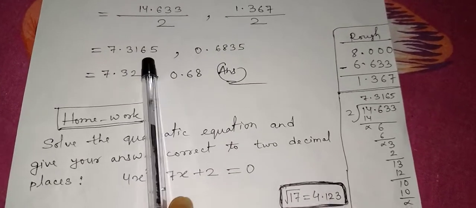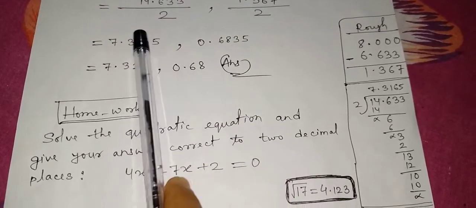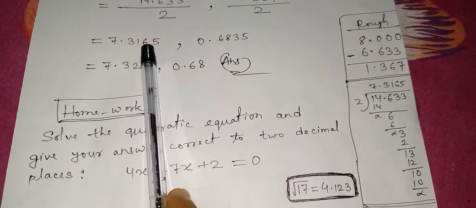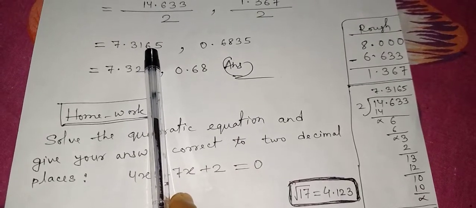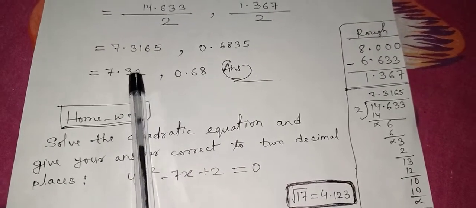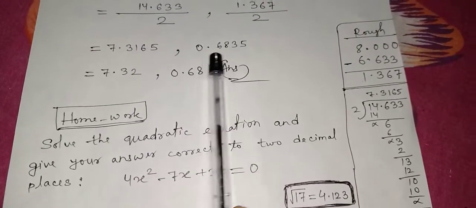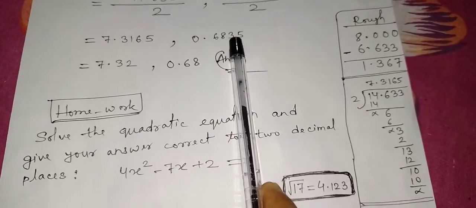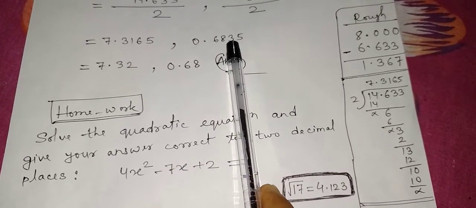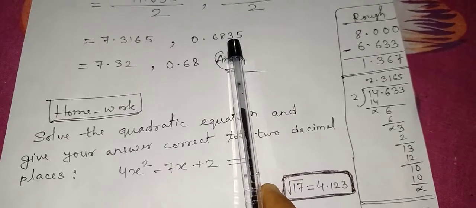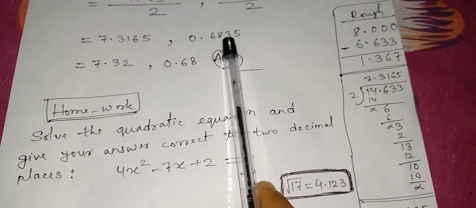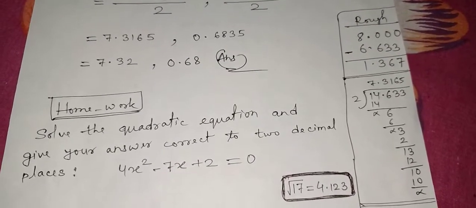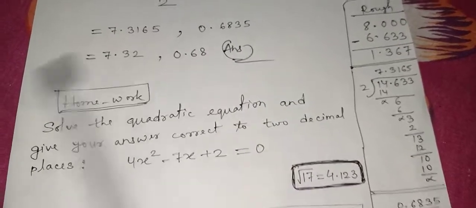Why not 31? Because when I take approx value, what happens? After 1 there is 6. So whenever the number is more than 5, that is 5, 6, 7, 8, 9, then 1 becomes 2. That means it increases by 1 step. And here 0.6835 has become 0.68. Why not 9? Because after 8 there is 3. So whenever number is less than 5, that is number is 1, 2, 3, 4, the number does not change. So it is 0.68. So all these things are called approx value. So this is our answer.